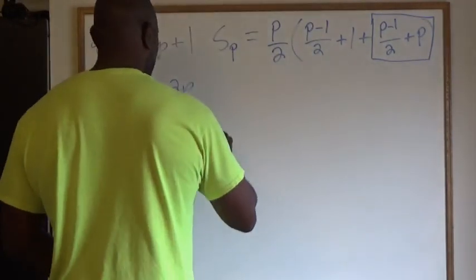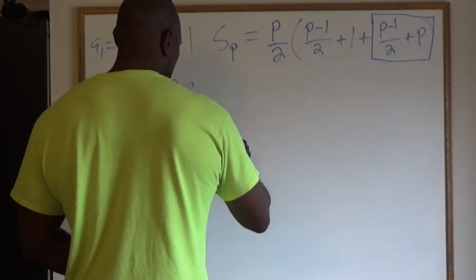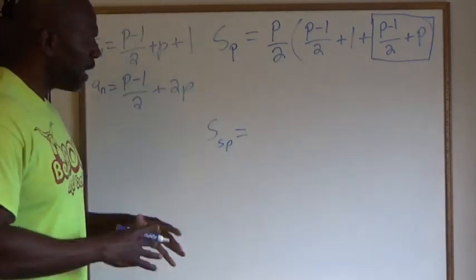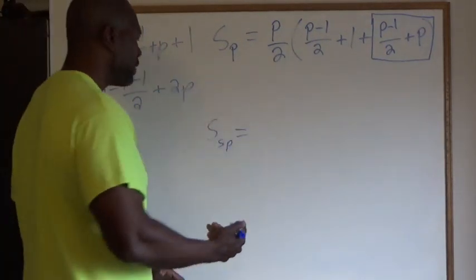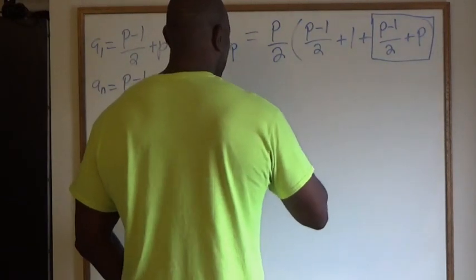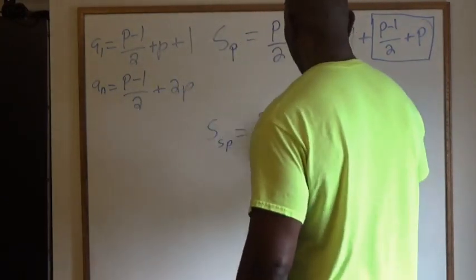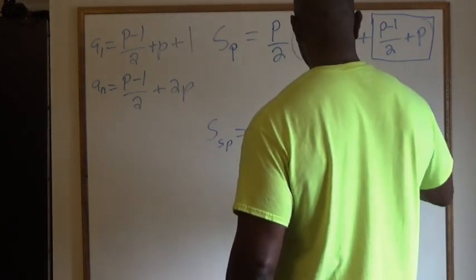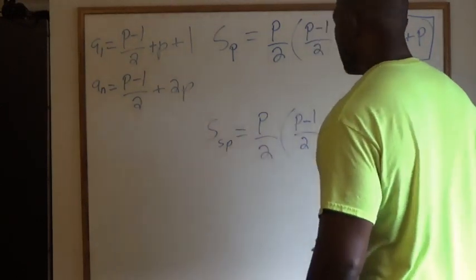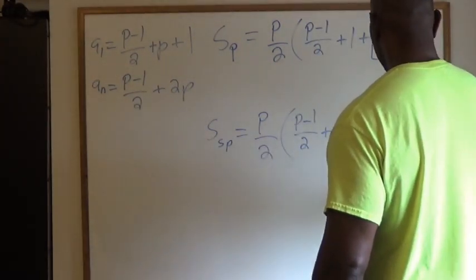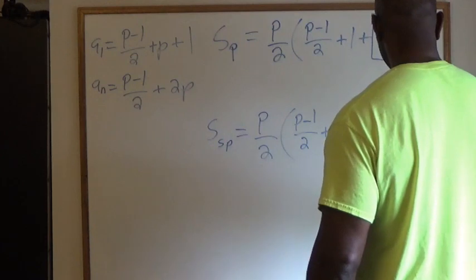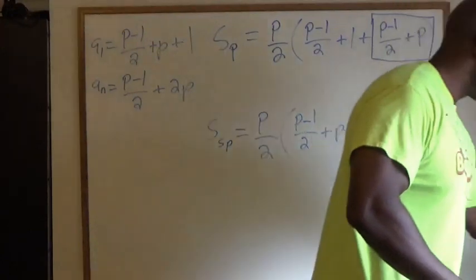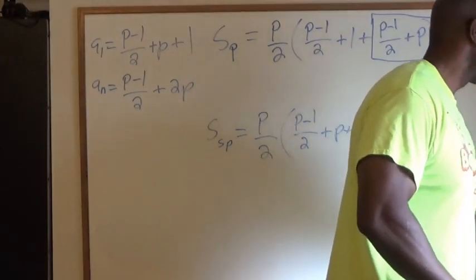All right, so this was the sum of the second partition. So I'll call it S sub 2p. And again, the length of every partition is p. So the first part is always going to be p over 2, so p over 2 plus a1. My a1 is (p minus 1) over 2 plus p plus 1. My an is (p minus 1) over 2 plus 2p. Okay, so let's do a little bit of algebra, see what happens.